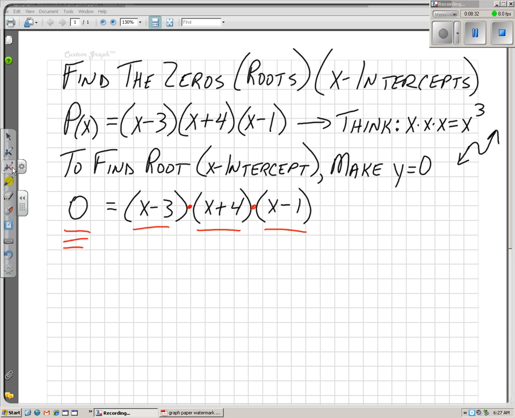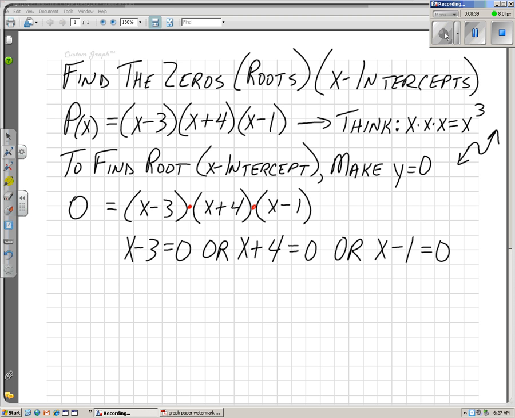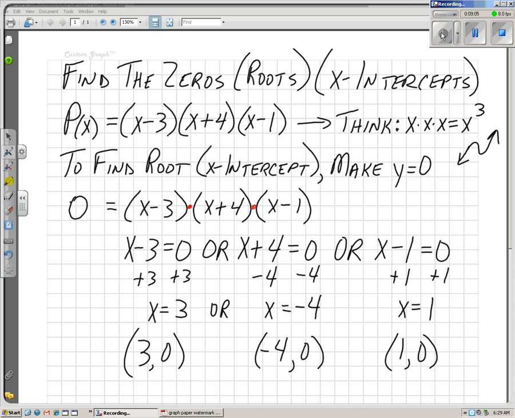So that means x minus 3 has to be 0, or x plus 4 has to equal 0, or x minus 1 has to equal 0. So we just solve each of those. Alright, so we solve those and we get our 3 x-intercepts of 3, -4, and 1. Those are our roots. Those are our zeros. Those are our x-intercepts. That's all the same thing. What if I wanted to write those as coordinates? Well, remember, when you're talking about a 0, your y-coordinate is 0. So I could write them as 3, 0, -4, 0, and 1, 0 if I wanted to.